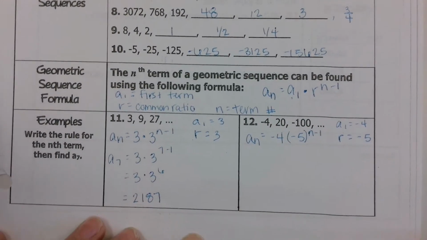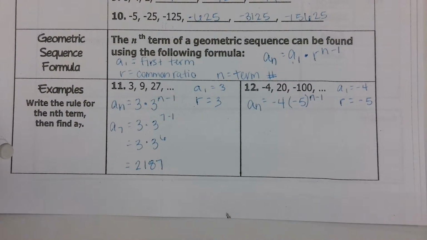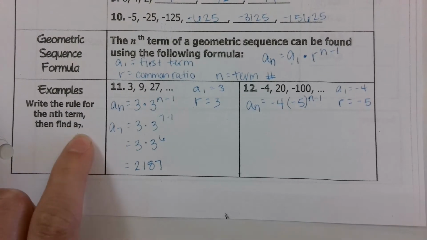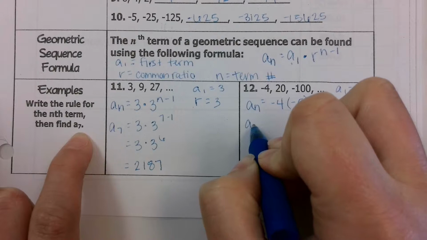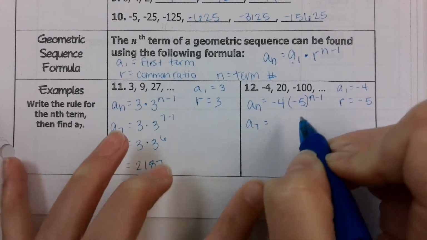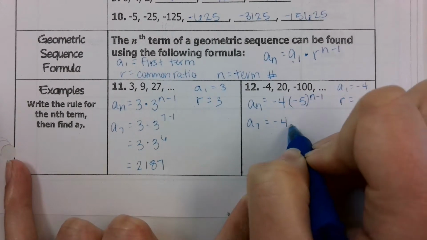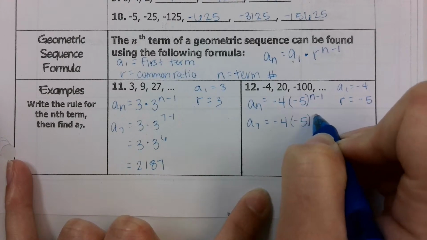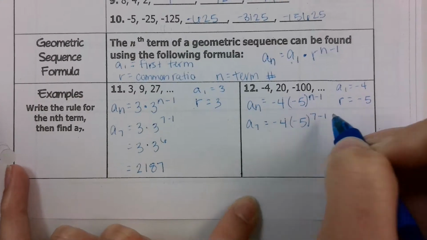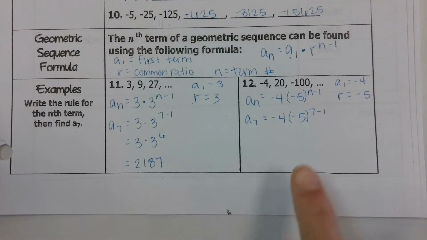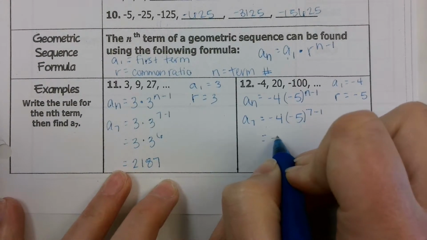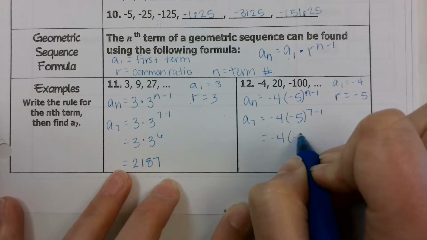Is that alright? And so there's not any simplifying that we have to do with your general rule like we did yesterday. So once you've got it plugged in or set up like that, you're good to go. Again, we want to find the 7th term, so we'll find a sub 7. And then we're going to do negative 4, parentheses, negative 5 to the 7 minus 1. And you can type that straight into your calculator if you want. You could go ahead and do the 7 minus 1 if you want. Either way, you should still get the same answer.